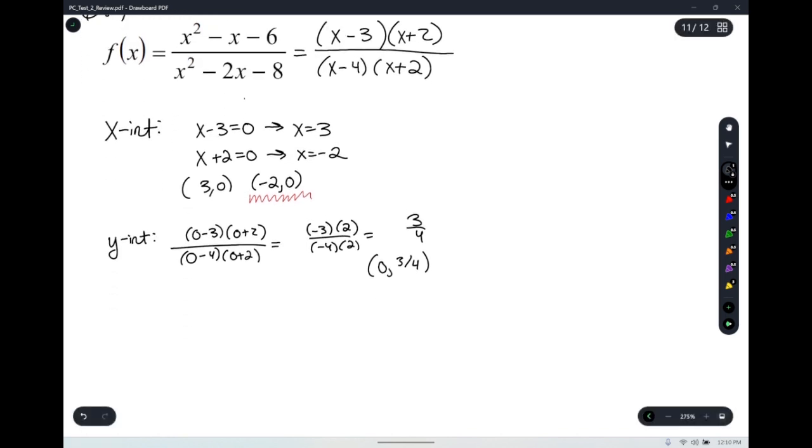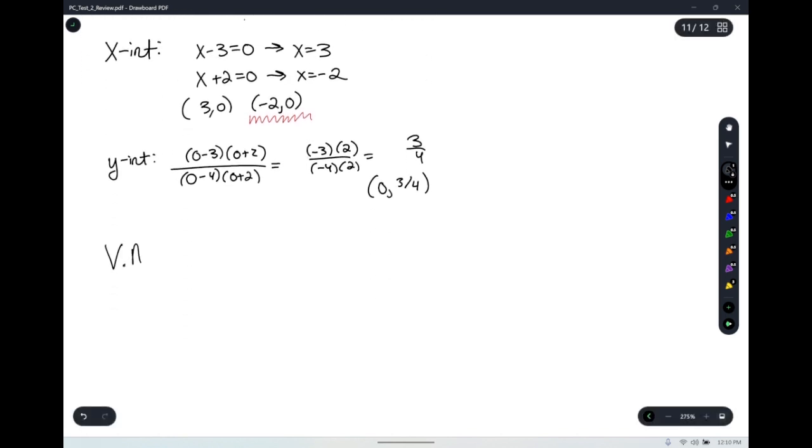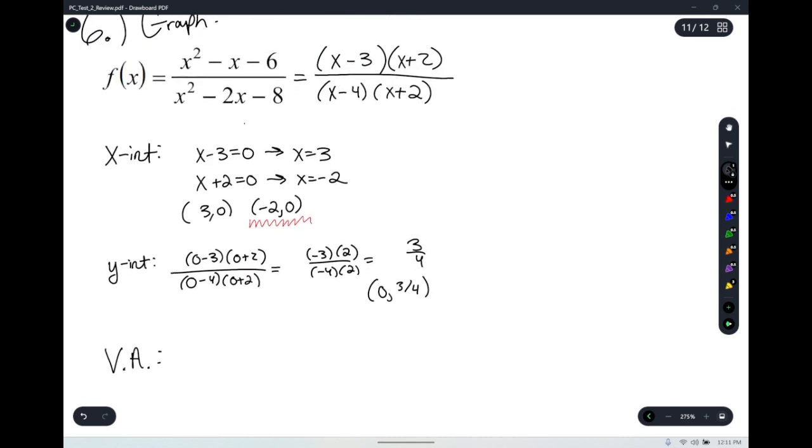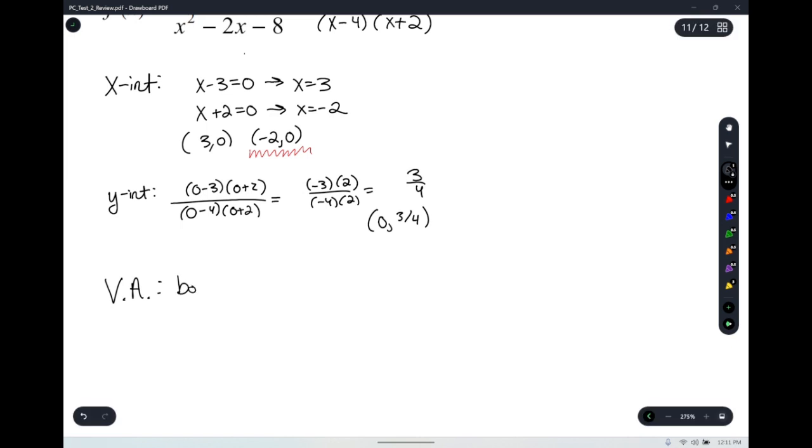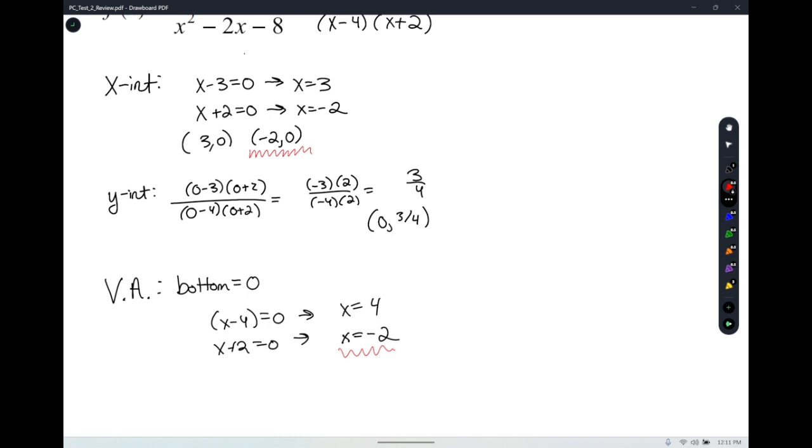Two more things. The asymptote. Vertical, yeah, let's do vertical first. I don't know why, just because I've already written it. Which one is it? Set the bottom equal to 0. So we've got x minus 4 equals 0 yields x equals 4. And x plus 2 equals 0 yields a... Gasp! How could it be a non-existent point and a 0 at the same time?